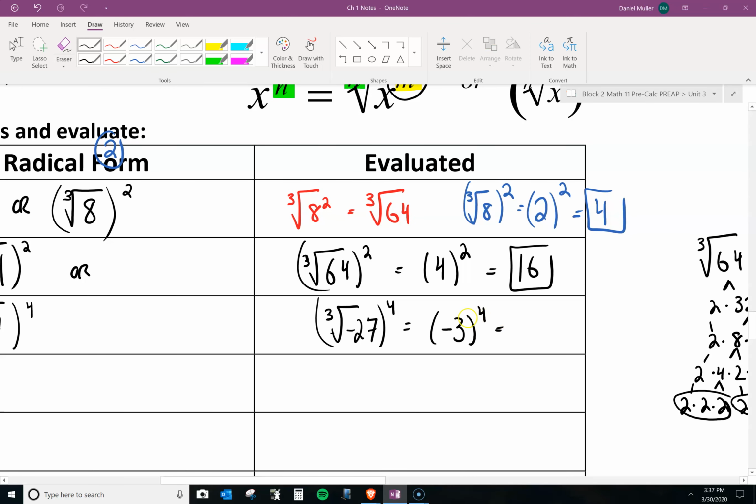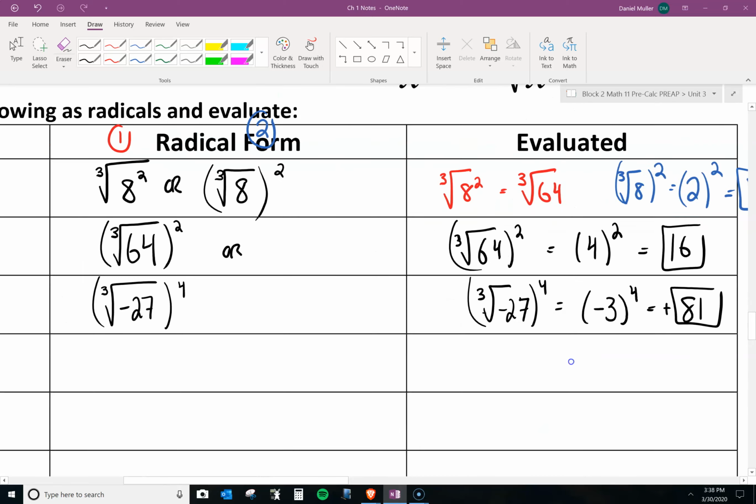Now I have to go negative 3 to the power of 4. Well, I've got 4 negatives, which is a positive. And then 3 to the power of 4 is 3 times 3 times 3 times 3. Well, that's 9, and that's 9. 9 times 9 is 81. So again, the idea is that we're trying to switch this into radical form, and then we're evaluating it.